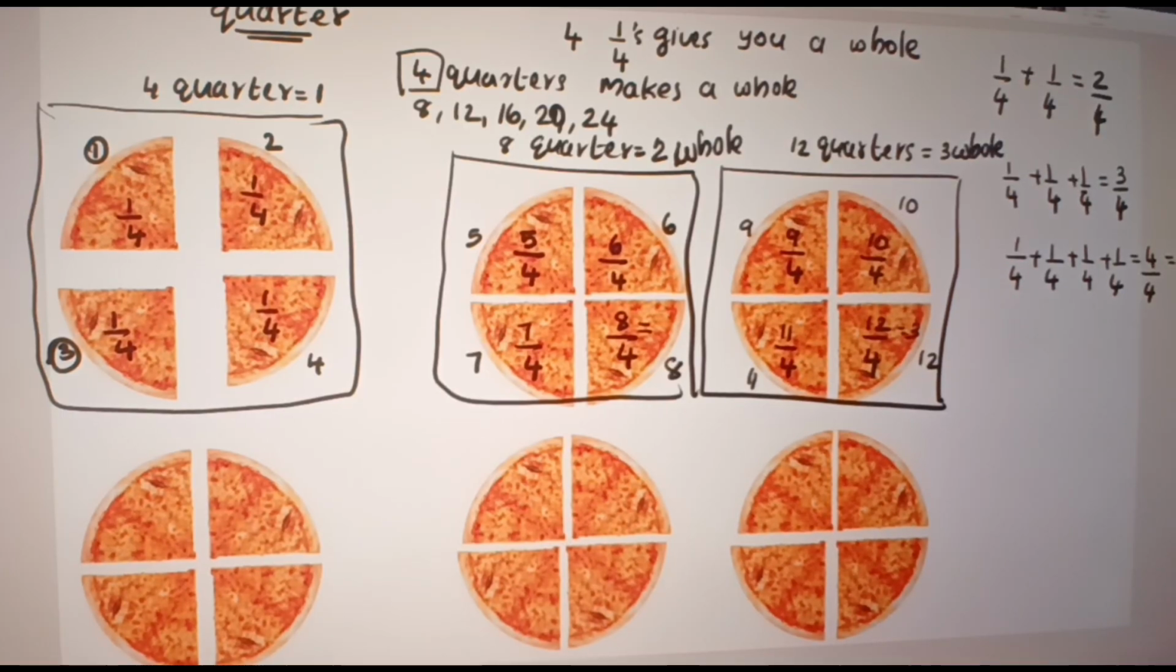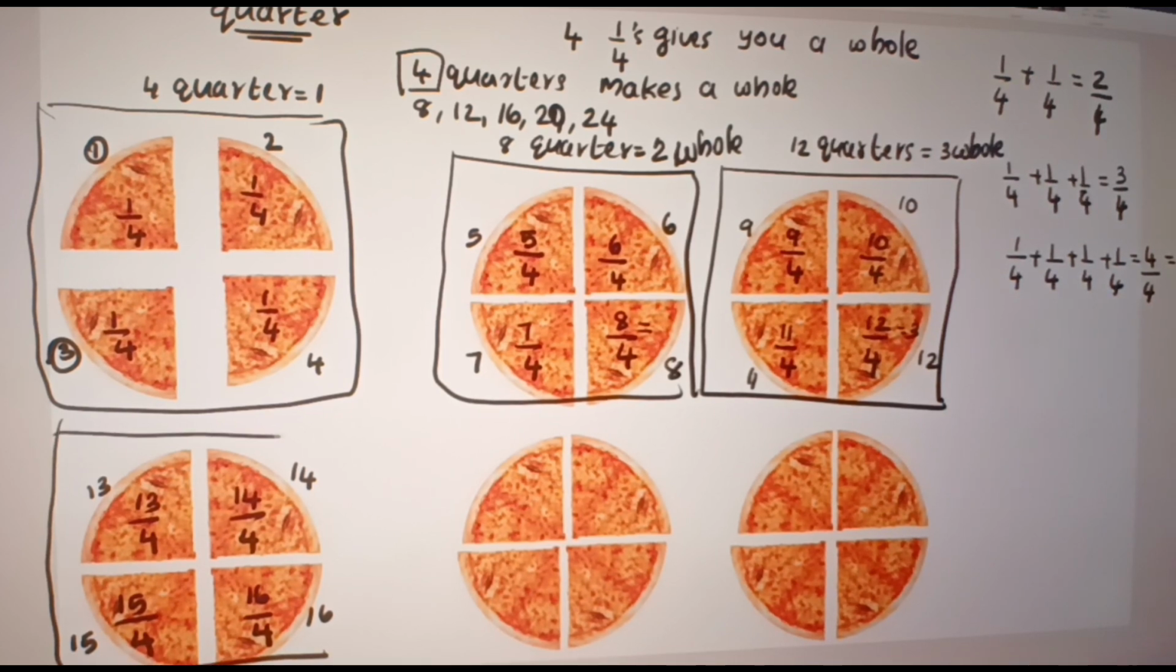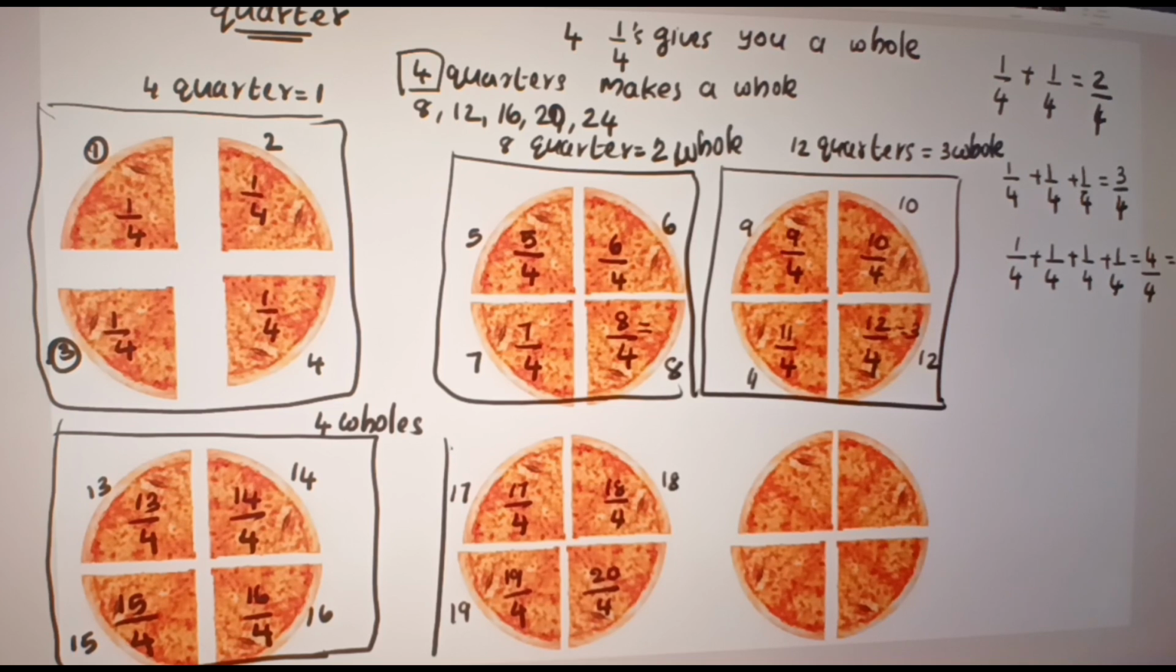Now you are adding one more. So 13 quarters makes 13 over 4. 14 quarters makes 14 over 4. 15 quarters makes 15 over 4. 16 quarters makes 16 over 4, which means 4 wholes are there. If you add another quarter, 17 quarters makes 17 over 4. 18 quarters makes 18 over 4. 19 quarters makes 19 over 4. Now we have 20 quarters, which makes 5 wholes.